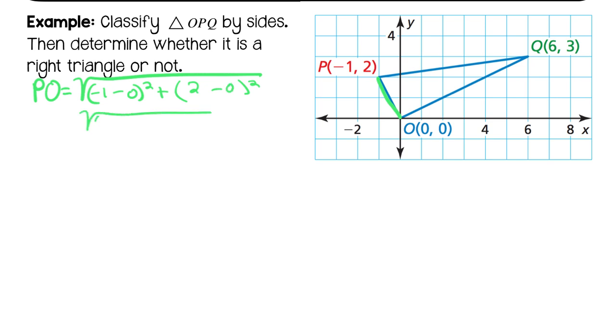So that ends up giving me (-1) squared plus 2 squared. So 1 plus 4, which is the square root of 5. So PO equals the square root of 5. Do the same thing for the other side lengths. So let's go ahead and do PQ.